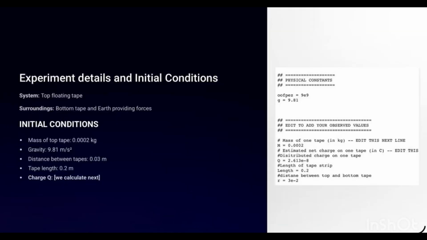The system of this experiment is the top tape, the one floating, and the surroundings are both the bottom tape and the Earth. As the initial conditions of this experiment, the mass of each tape is 0.0002 kilograms. The gravity is 9.81 meters per second squared. The distance between the tapes was 3 centimeters. The tape length is 20 centimeters. And the charge is what we're calculating next.